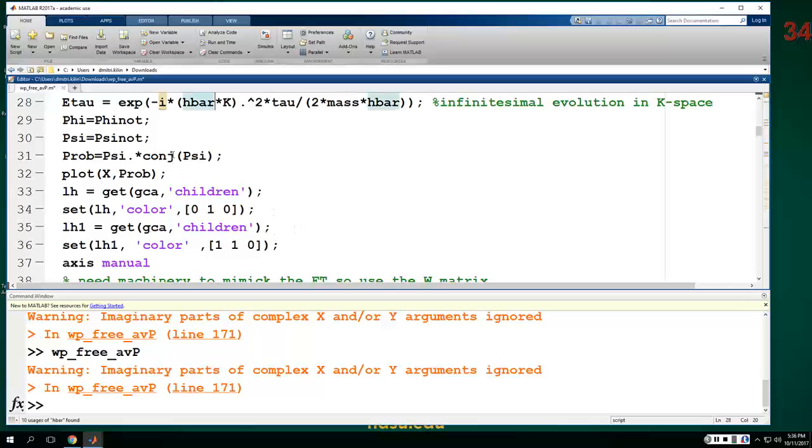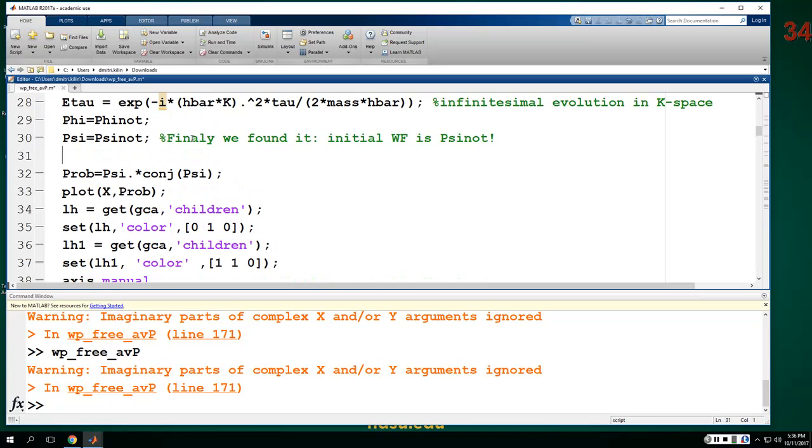Okay. It tells that psi is set to psi naught. So the notation psi naught. Finally, we found it. Initial wave function is psi naught. Where is it defined?